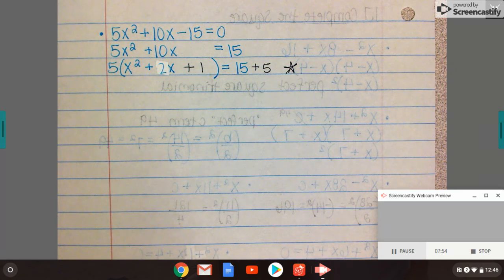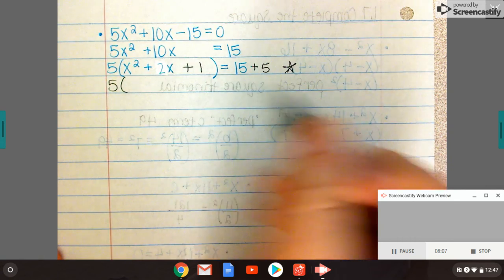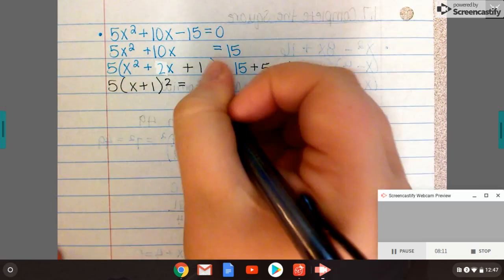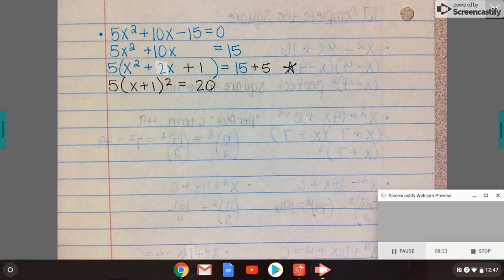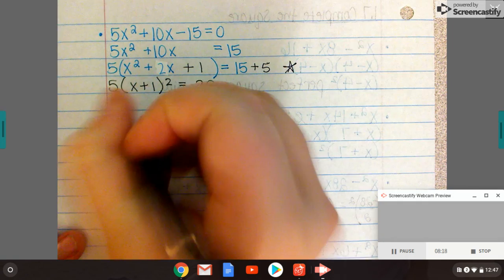Because if we had factored something out, we need to multiply it back in before I add to the other side. So watch what I did there and make sure you're all right. From here, though, I can finish off. Let's see, we've got 5 times the quantity x plus 1 quantity squared equals 20. Get your squared term by itself before you move on. So I want to divide both sides by 5.